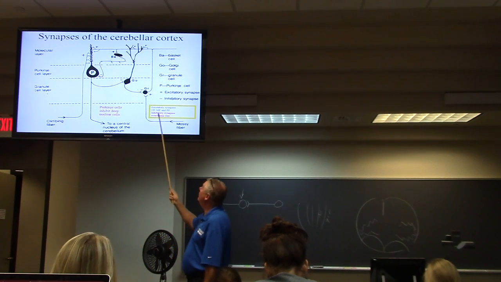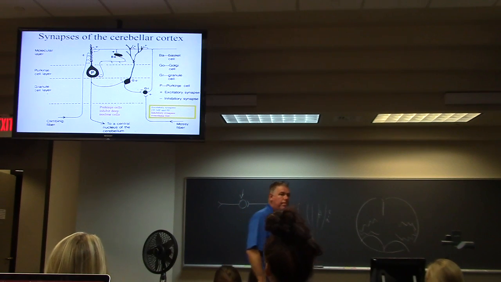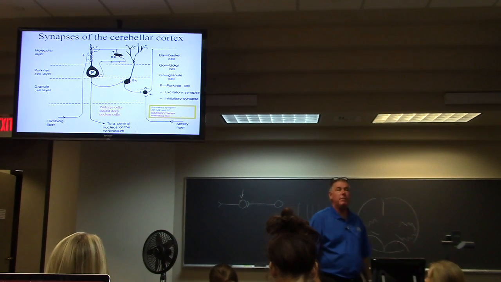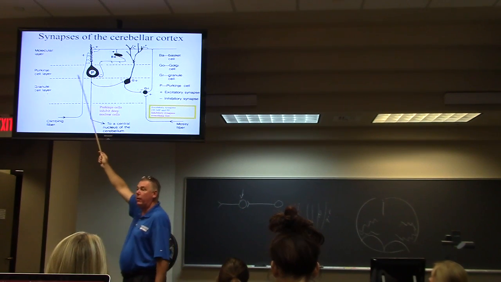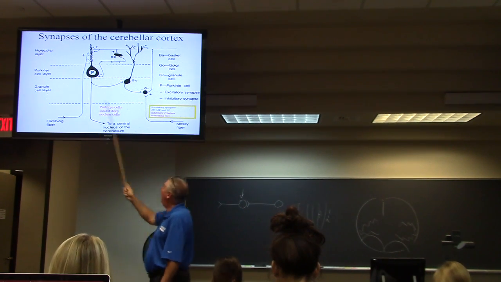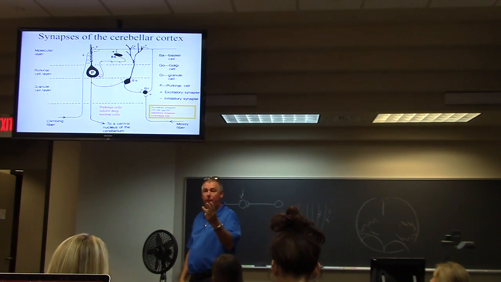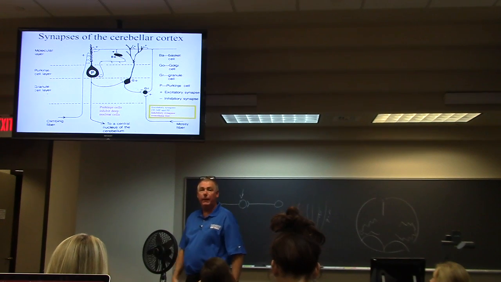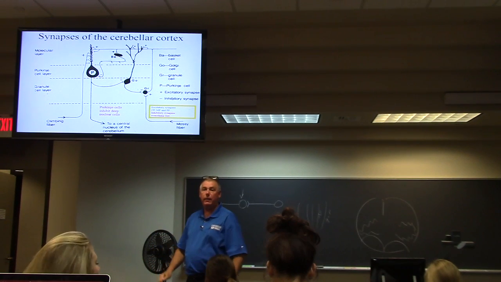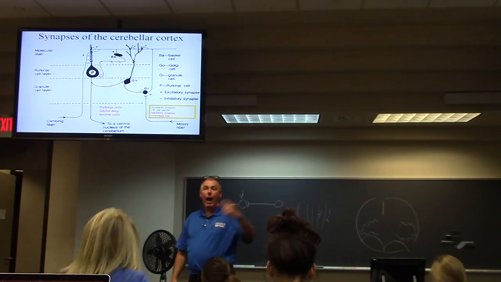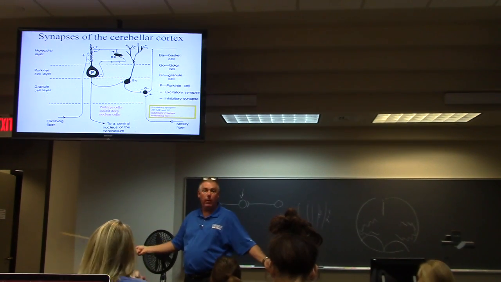This says it all right here. Those three are excitatory, everything else is inhibitory. You don't need to know the names of these cells, or these little pluses and minuses. All you need to know is that climbing fibers, mossy fibers, parallel fibers are excitatory. They excite the cerebellum. If the cerebellum is excited, the output is inhibitory. That's the bottom line.